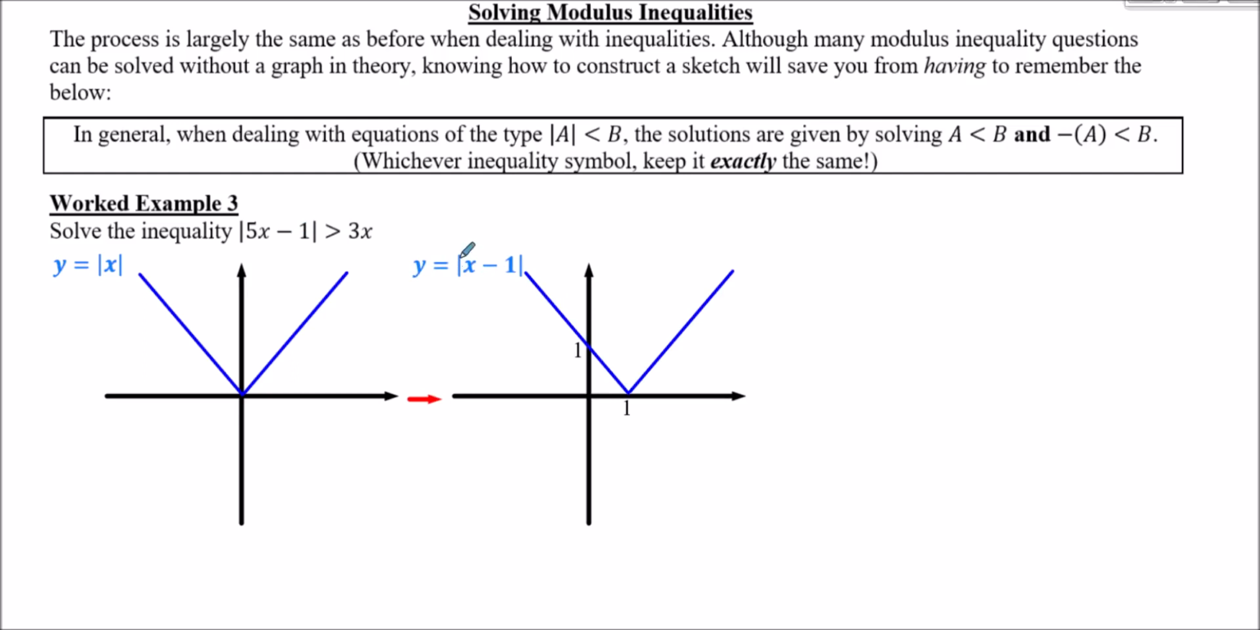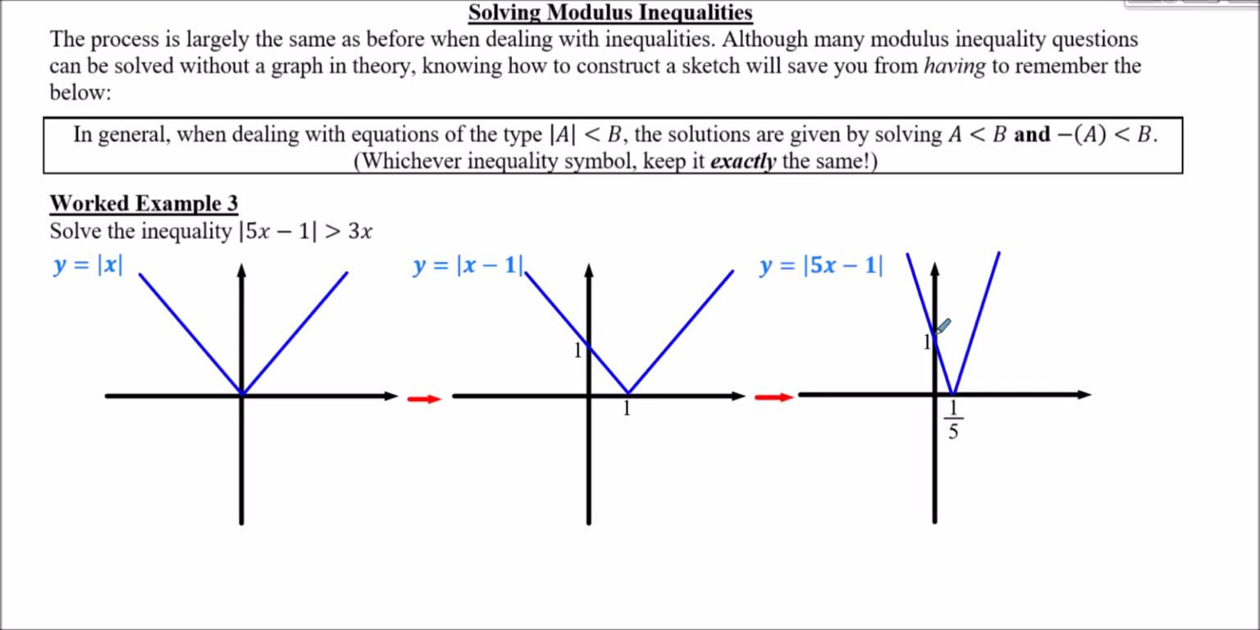Now we can go from mod of x minus 1 to the mod of 5x minus 1. That 5 is inside the mod symbols, so opposite. Rather than multiplying by 5, we divide the x-coordinates by 5. Y values are unchanged, that will stay at 1. That x point there will become 1/5. So the V gets bent inwards like so.